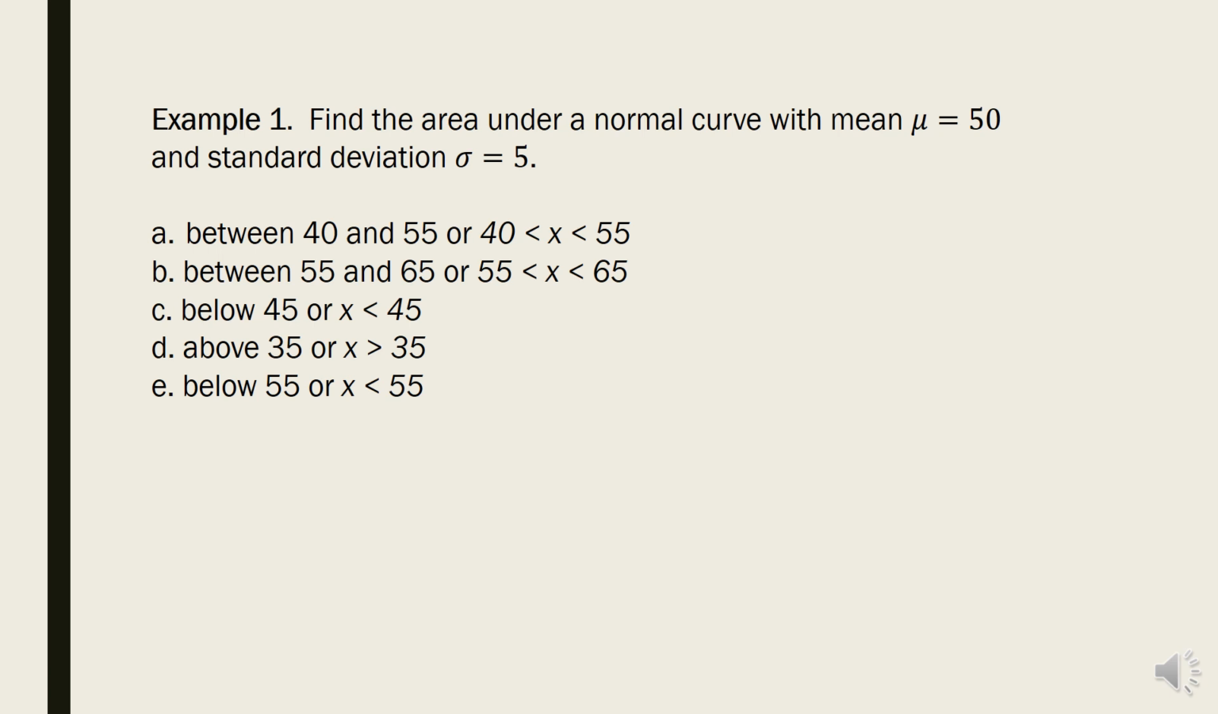Example 1. Find the area under a normal curve with a mean mu equal to 50 and standard deviation sigma equal to 5. Between 40 and 55, or 40 is less than x, but x is less than 55. Between 55 and 65, or we can also write this as 55 is less than x, but x is less than 65. Below 45, or x is less than 45. Above 35, or x is greater than 35. Below 55, or x is less than 55.